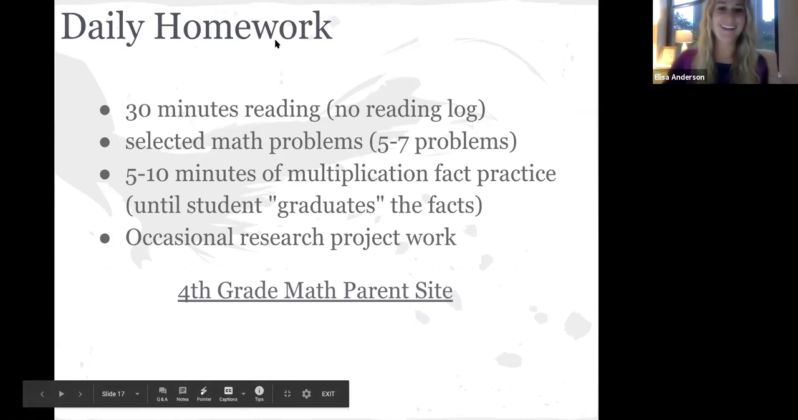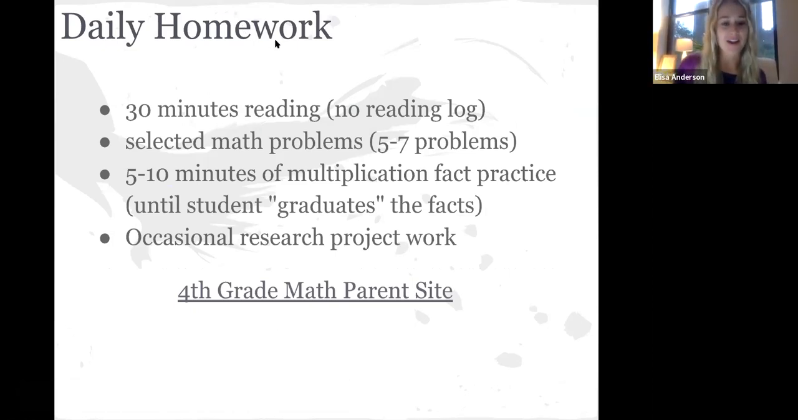All right. So daily homework will be very minimal. We know that your child's in front of an iPad all day. They're working hard. We do not want them spending a lot of time on their iPad or doing homework, especially in our world today. We recognize that. So it will be very minimal.